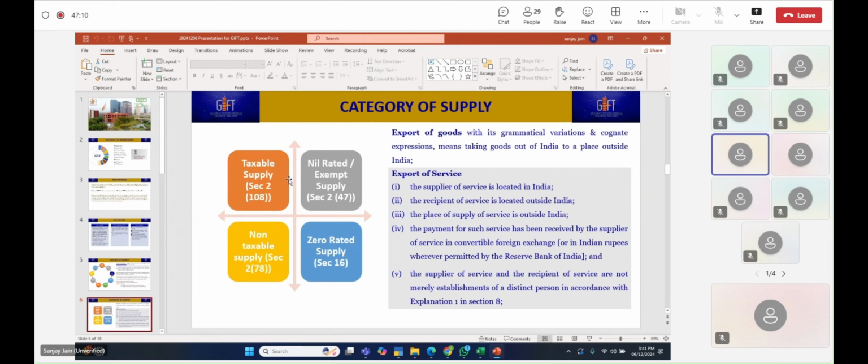Even if you are availing some common services, you have to reverse the input credit proportionate to your nil rated turnover, non-taxable turnover or exempted turnover. But for zero rated, you are eligible for full input credit. For zero rated, we further have to satisfy the condition of export for goods and services.